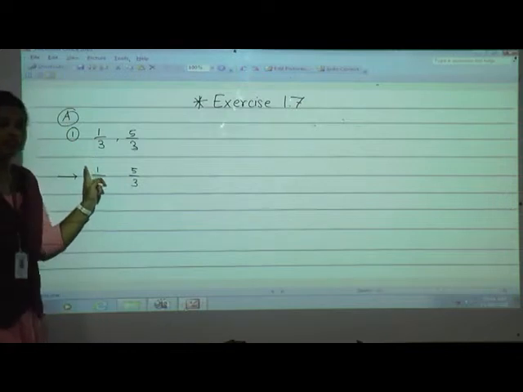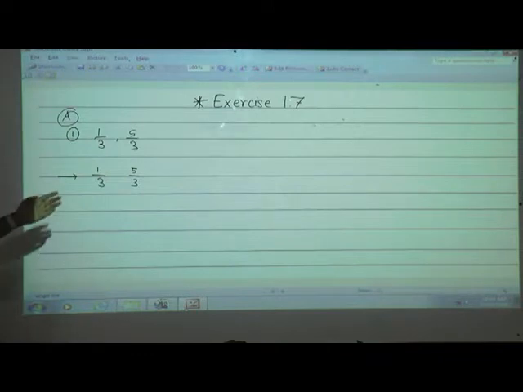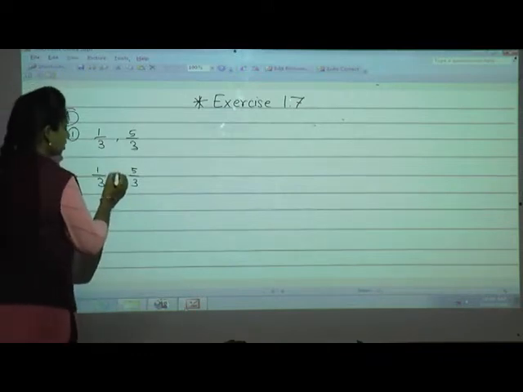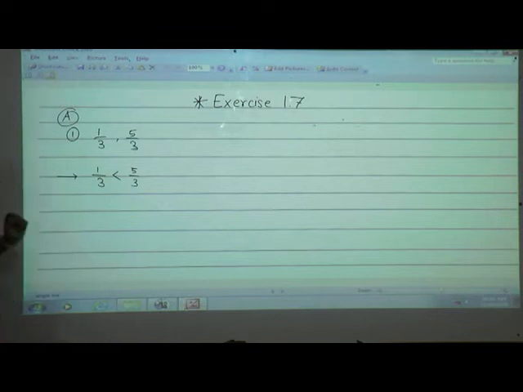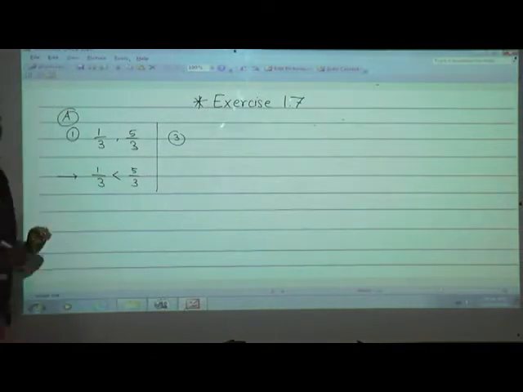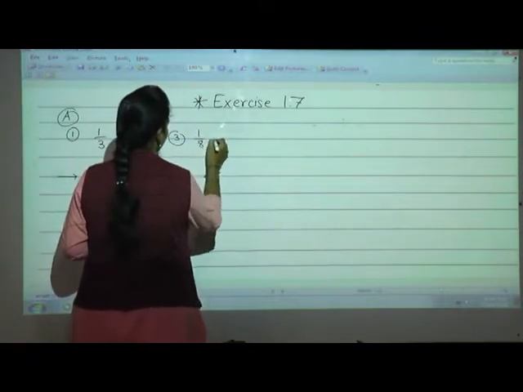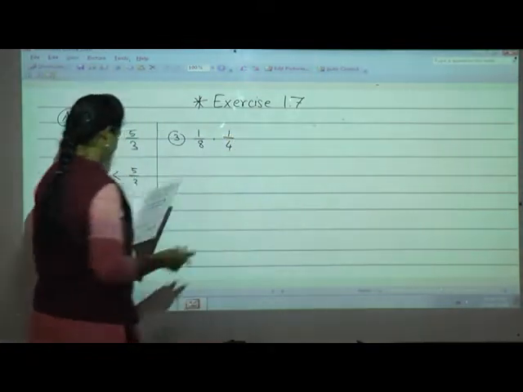Now see the numerator, which is greater? 1 or 5? Yes, tell me. Of course 5 is greater, so it goes this side. Understood? Yes. Now I will solve the next example. Third one. Now what is the third question? 1 upon 8, 1 upon 4.